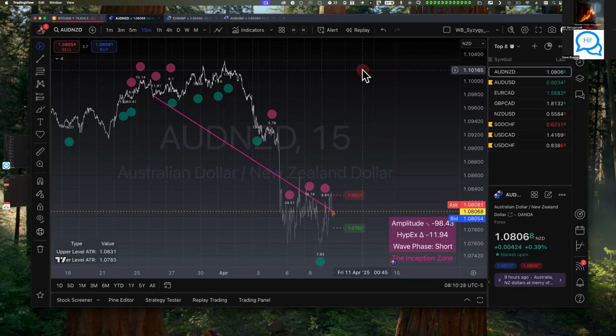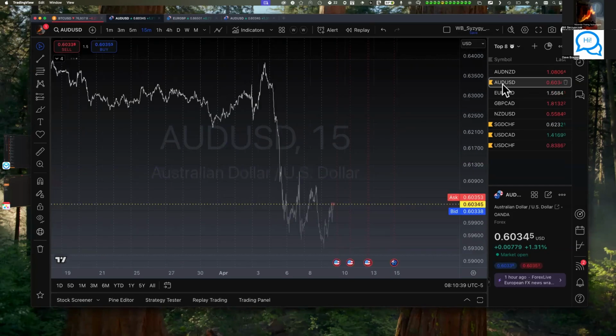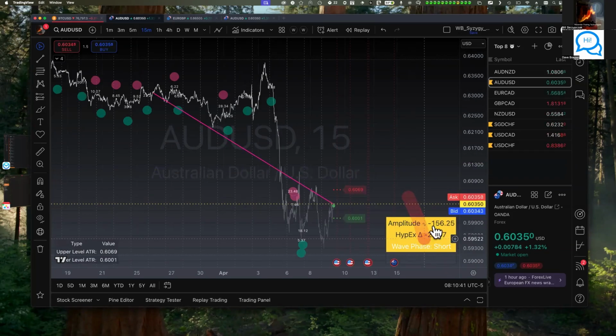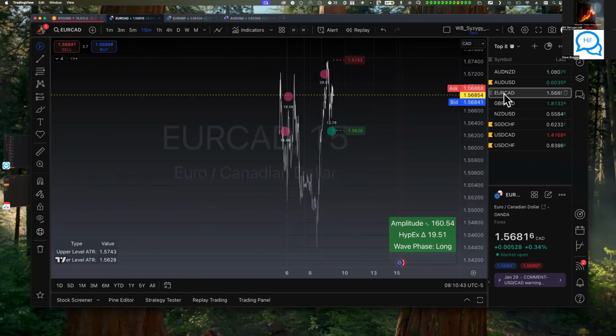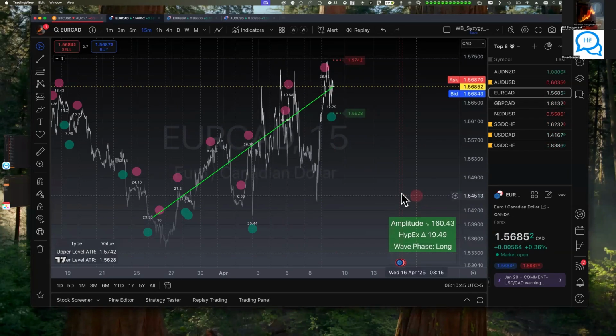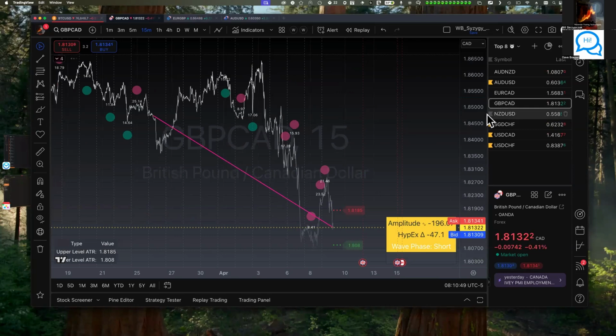Starting with the currency pairs, Aussie New Zealand dollar is in the zone in a downtrend. We are waiting for a sweet spot short to form. Aussie US dollar hyperextended. We're going to skip that. US Canadian dollar, nothing is set up, so we were going to skip that.